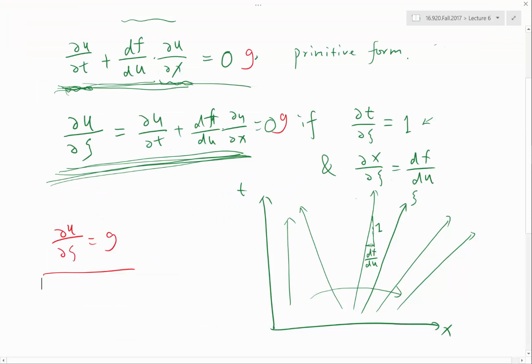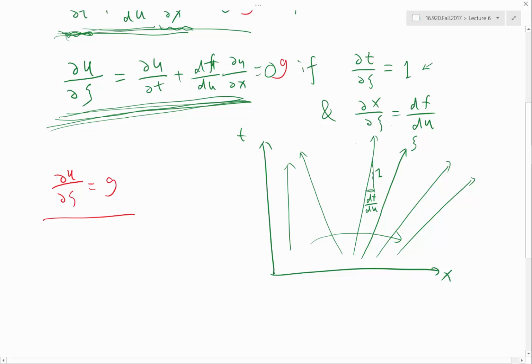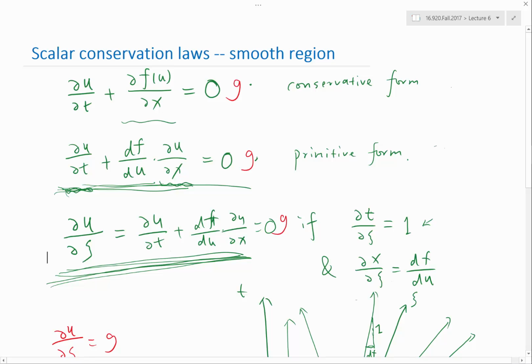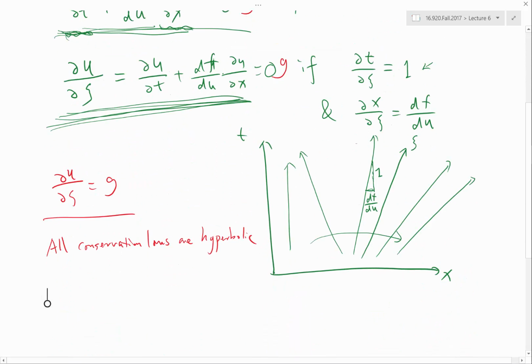So this tells me that all conservation laws are hyperbolic. All conservation laws written in this form are hyperbolic. You can add additional terms. For example, you can add a second derivative term on the right hand side to make it a mixed hyperbolic and parabolic equation. But if the right hand side does not depend on the derivative of u, then this is going to be a purely hyperbolic equation. Okay?